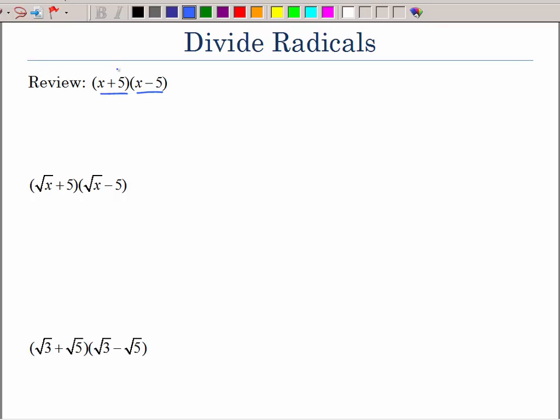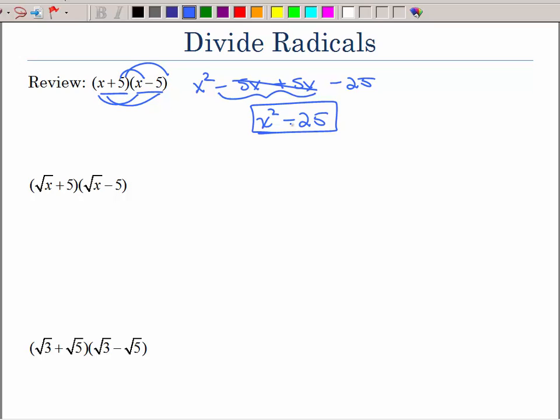And you're right, because when I FOIL this out and get x squared minus 5x plus 5x and a negative 25, what happens is those middle terms add to 0 and you get the difference of two squares. This is going to become very important when we start dividing here in just 1 minute. So let's look at this with square roots.